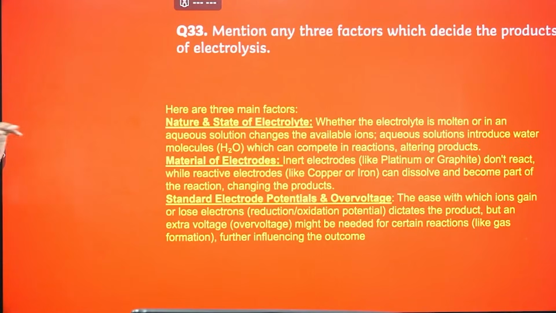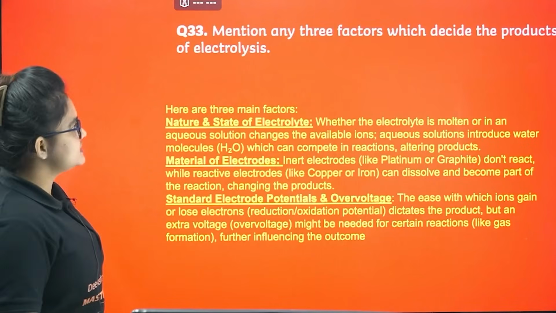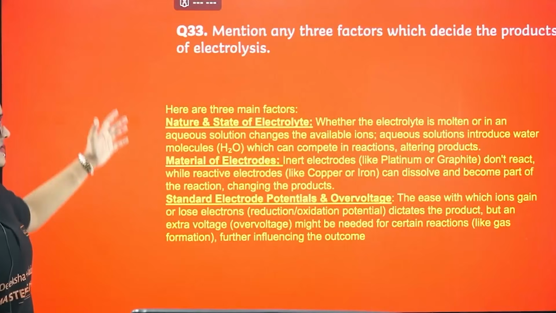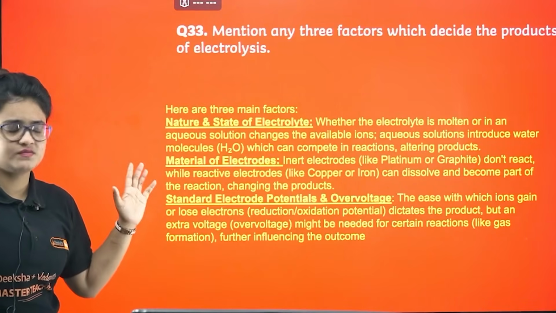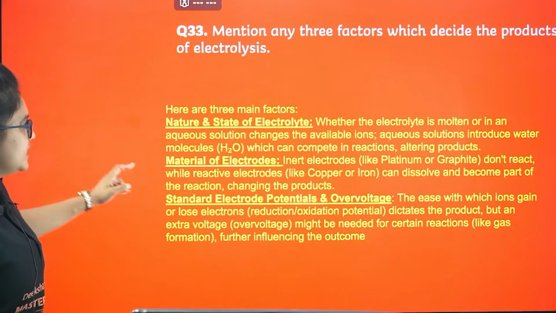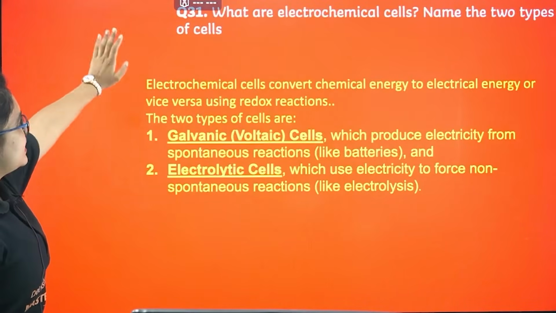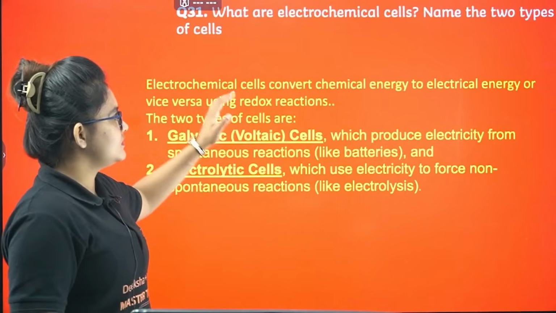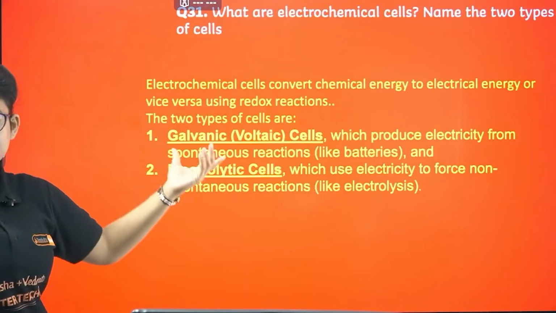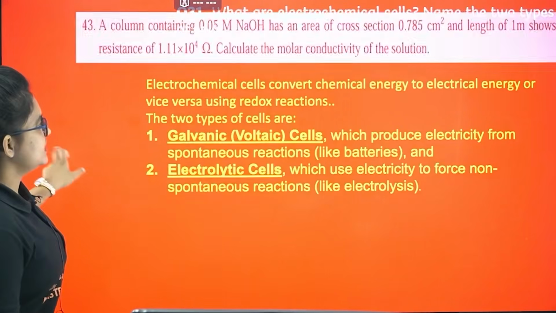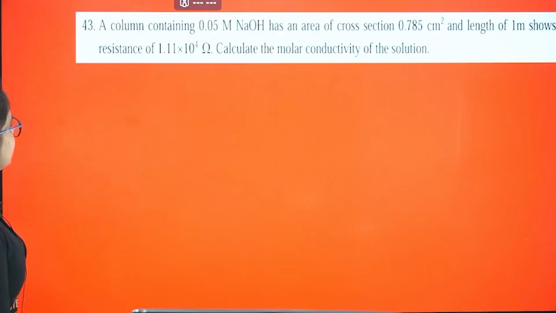Let's proceed. Okay, mention 3 factors which decide the products of electrolysis. This thing we already discussed in the last few slides. You can just go through once. Proceed. What are the electrochemical cells? Name 2 types of cell: galvanic cell and electrolytic cell. Okay, proceed. One more numerical problem.